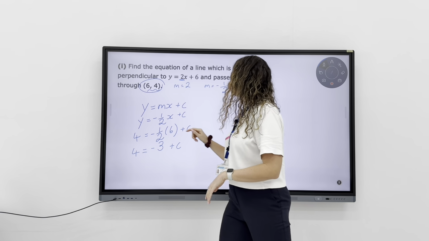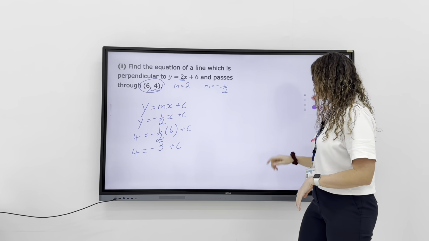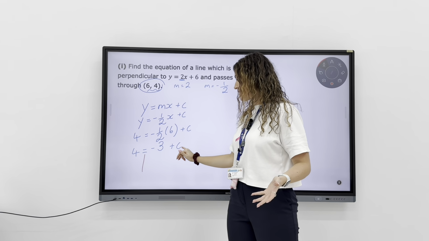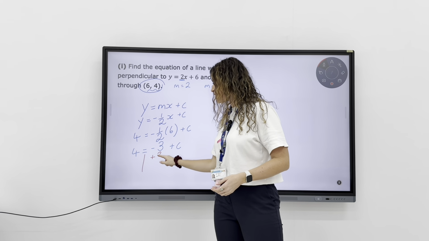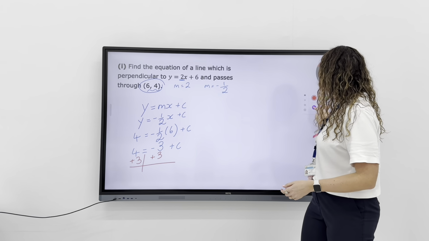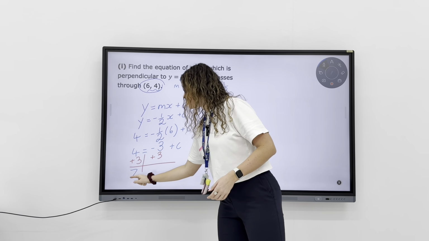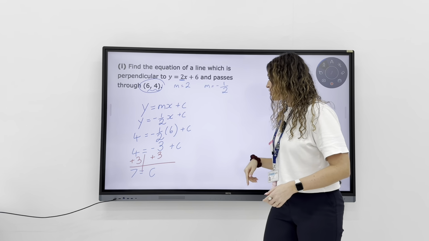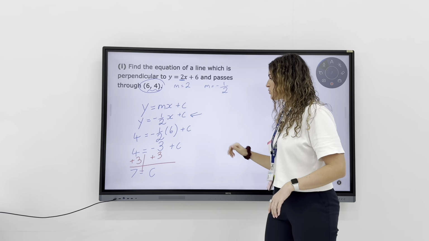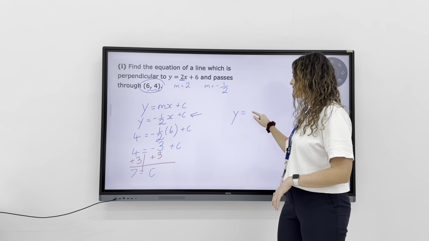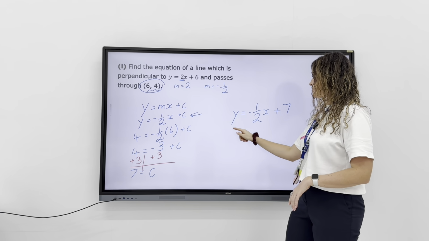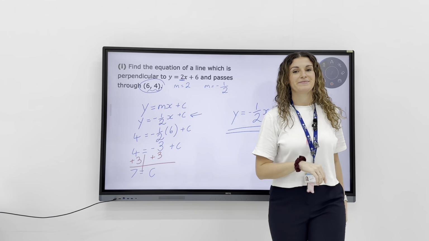I'm going to do a little bit of solving. I want to isolate the c, or the y-intercept. I need to do that by adding 3 to both sides, and that will leave me with 7 is equal to c. Go back to your equation of a line, and replace your c value with 7 for your final mark. So y is equal to minus 1/2 x plus 7. And there you have it.